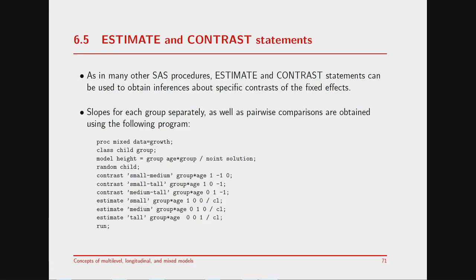So in the contrast statements, you see here 3 different contrast statements. You need to give them a name so that you know in your output which hypothesis is tested there. So you give your contrast a name. For example, the first is called small minus medium, and that will compare the slope in the small model group with the slope in the medium model group.